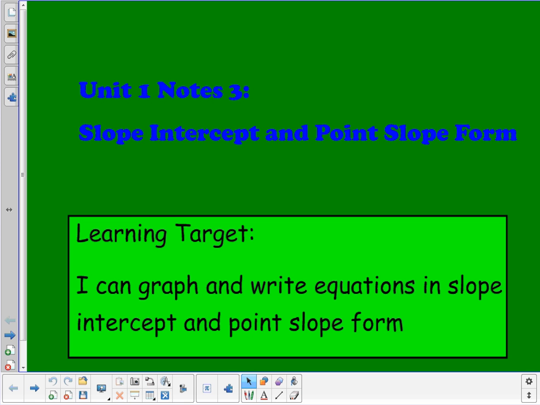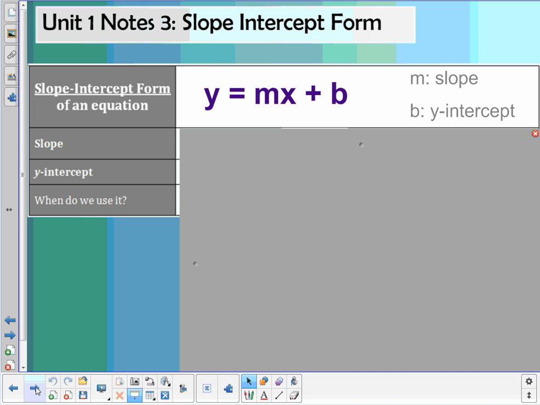Hey guys, it's Miss Johnson, and I am here to bring you our notes for Unit 1 Notes 3 on slope-intercept and point slope form. So that's our learning target for today. I can graph equations in slope-intercept and point slope form. So go ahead and find your notes sheet if you haven't taken it out already. You're also going to need something to write with and possibly your calculator.